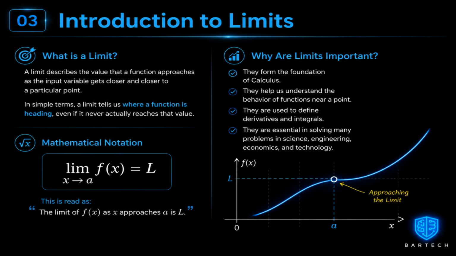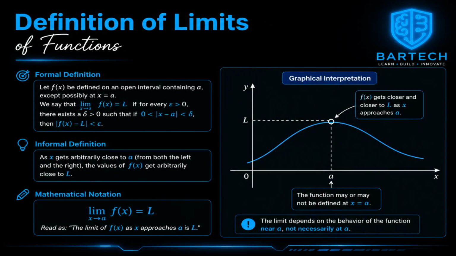What is a limit? Simply put, a limit describes the value a function approaches as the input gets closer to a specific point. It tells us where a function is headed, even if it never reaches that exact value. The formal definition of a limit is grounded in precision. We say the limit of f of x as x approaches a is L, if, for any small distance epsilon, there exists a distance delta, such that whenever x is within delta of a, f of x is within epsilon of L.